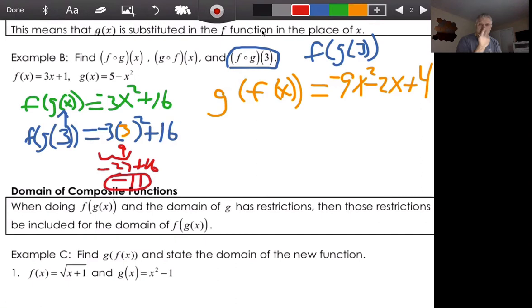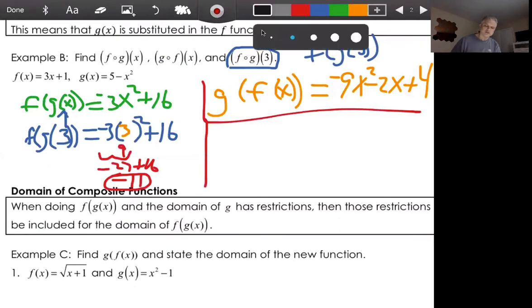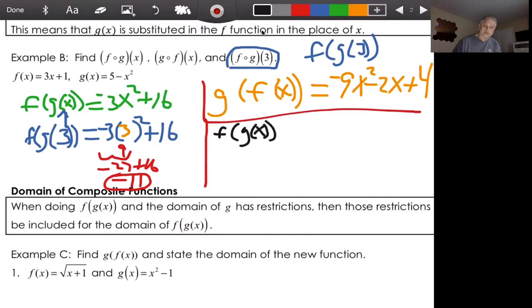Okay, so that's one way to do it. If you have f of g of x already, that's probably the easiest way. If you don't, then let me offer you this. You may think this is a little easier, especially if you haven't done the f of g of x already. So f of g of 3. I would actually do it this way if I were starting off.